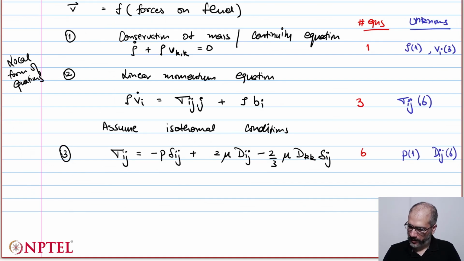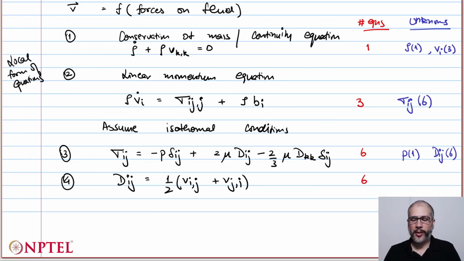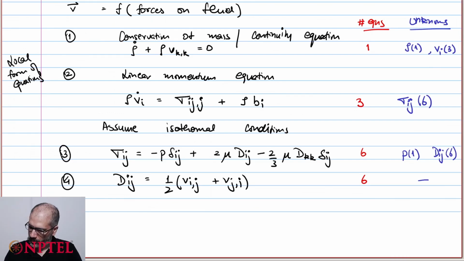So we have added 6 equations, but we have generated 7 unknowns as a result. So we need something more. Well, one is that we have the definition of D written as the symmetric part of the velocity gradient tensor. So this gives us 6 more equations, but generates no unknown here because velocity is already included as an unknown in the first equation. So let's do a calculation.